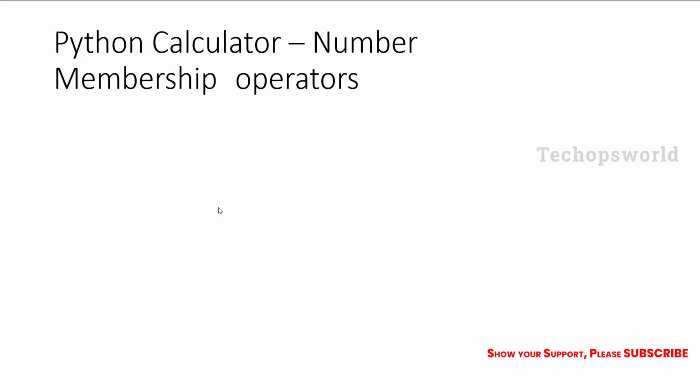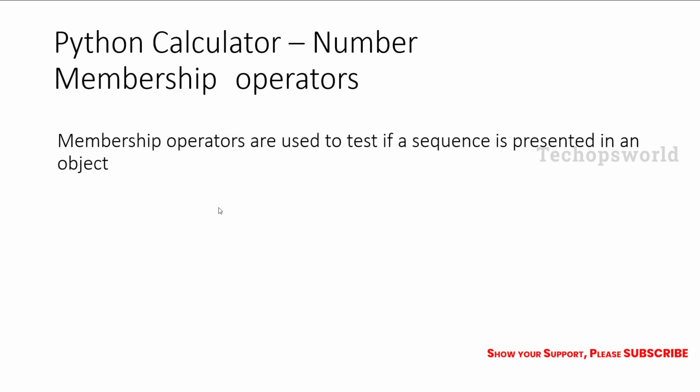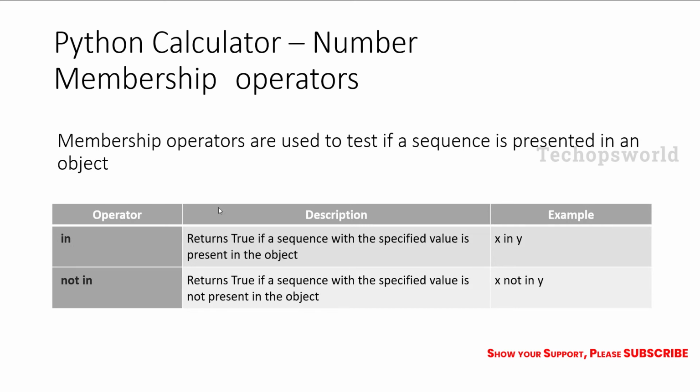Let's see what membership operators are. Membership operators are used to test if a sequence is present in an object or not, and we have two different operators here, in and not in. The in operator returns true if x is present in y, and the not in operator returns true if x is not present in y. This can be a sequence or subsequence. This will be used in the case of a dictionary or in the case of a list. Wherever we want, we can use this. So let's see an example for this.